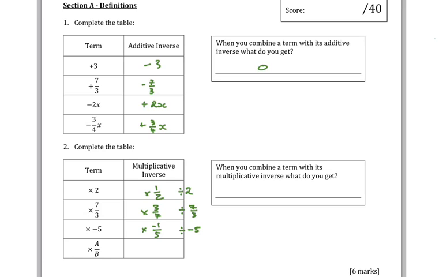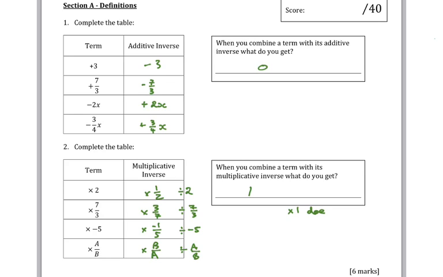And what's the opposite of timesing by a over b? Well, that's timesing by b over a. Because when you multiply the numerators, multiply the denominators, you get ab over ba, which is ab over ab, which is just 1. This is the same as dividing by a over b. Multiplicative inverses always make 1.